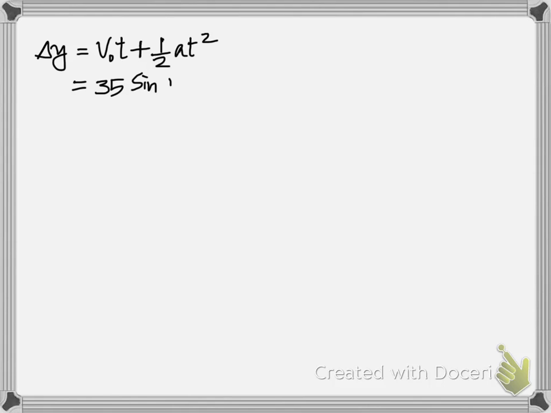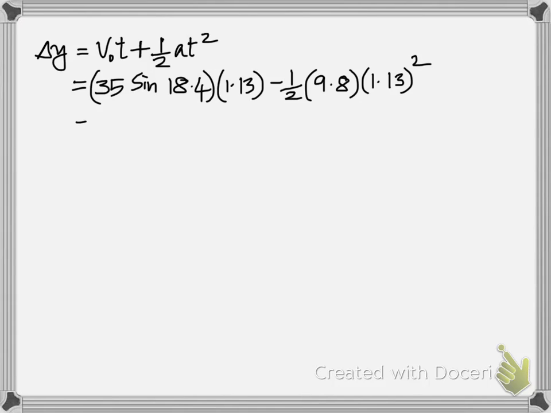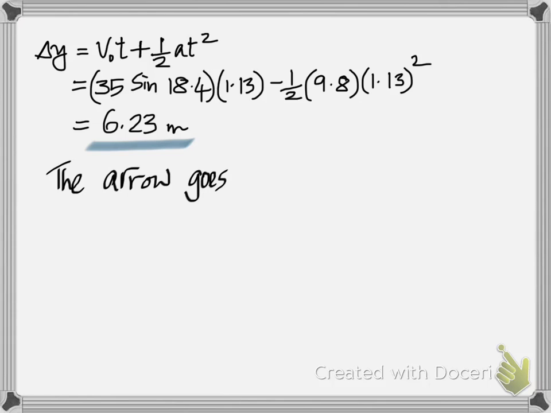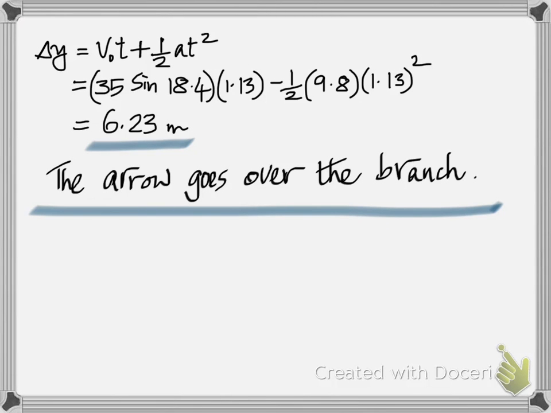Once again, substituting. Remember, we're calculating the height at 1.13 because we know that's going to be the maximum height. On careful substitution and calculation, you get 6.23 meters. And now this is considerably higher than 3.50. Therefore, surely the arrow goes over the branch. That is question number 6.